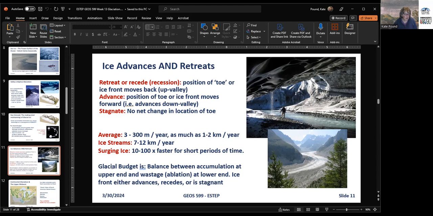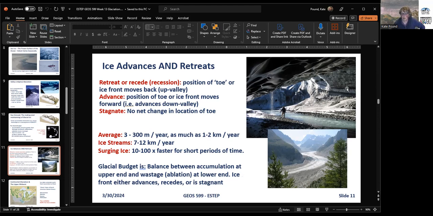So a reminder now, the glacial budget is the balance between accumulation at the upper end and wastage or ablation at the lower end. And the ice front either advances or recedes, or it's just stagnant. It doesn't do either of those.